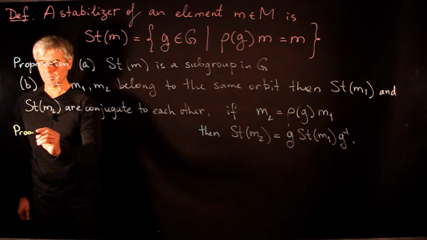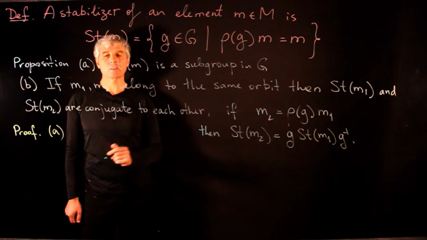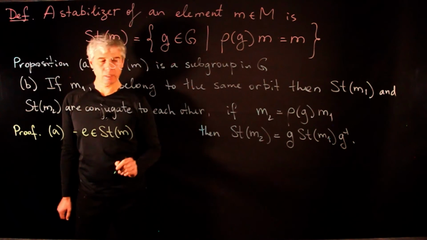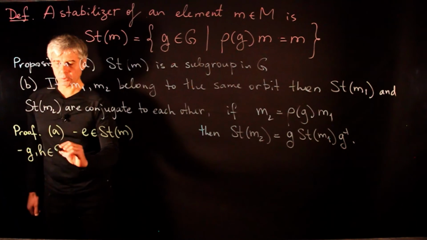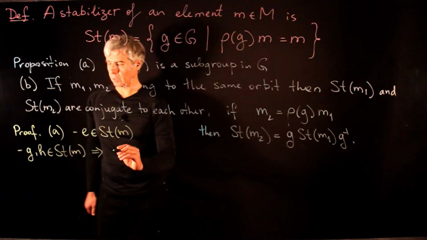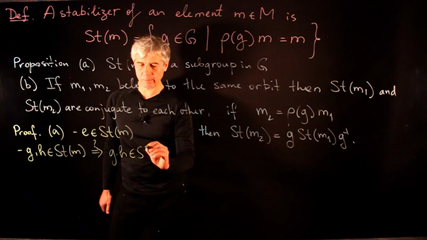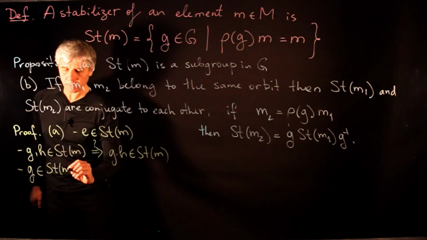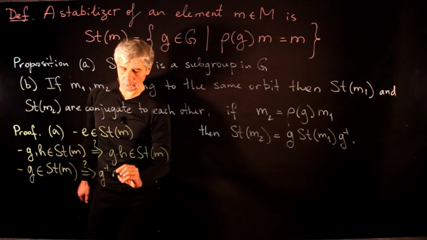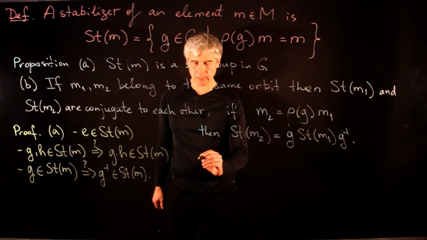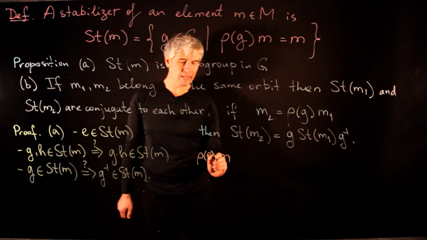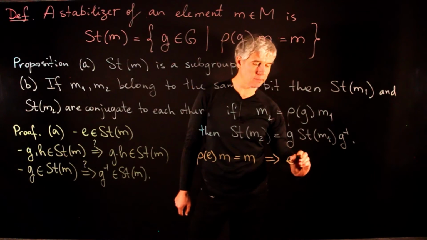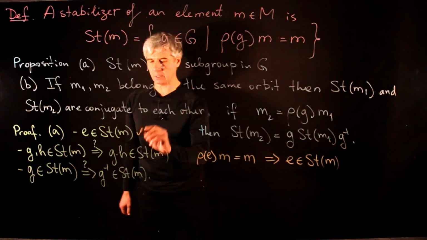So let us give a proof. For part A, we need to show that we have a subgroup. So this means three things: that the identity element belongs to the stabilizer. The second thing to check is if g and h belong to the stabilizer of M, then g times h also belongs to the stabilizer of M. And the final property of a subgroup is that if g belongs to the stabilizer of M, we need to verify that g inverse also belongs to the stabilizer of M. Let us prove this. So by the property of the action, rho of e acting on M is equal to M, because this is the identity transformation on this set. From here, we conclude that e belongs to the stabilizer of M.